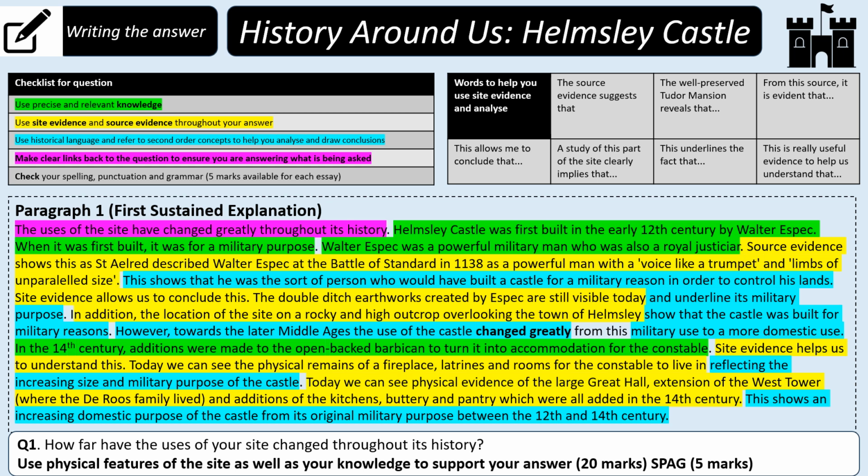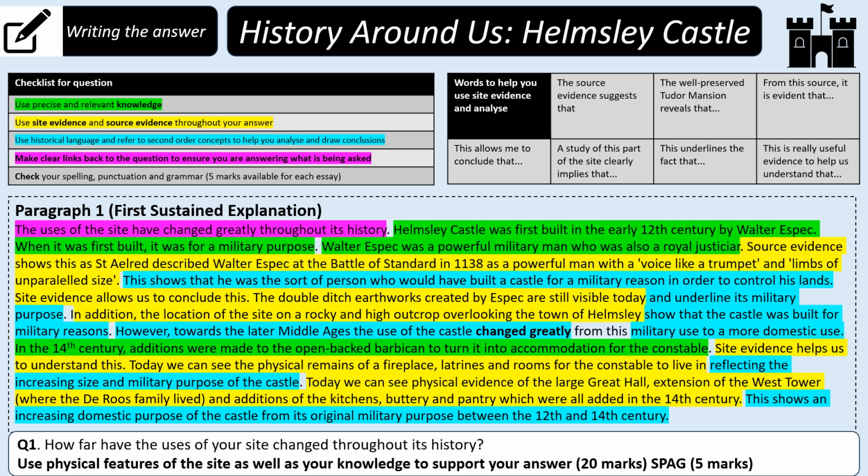This shows that he was the sort of person who would have built a castle for a military reason in order to control his lands. Site evidence allows us to conclude this. The double ditch earthworks created by Speck are still visible today and underline its military purpose. In addition, the location of the site on a rocky and high outcrop overlooking the town of Helmsley shows that the castle was built for military reasons.